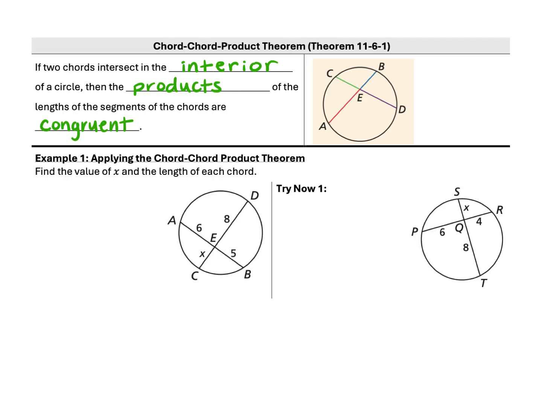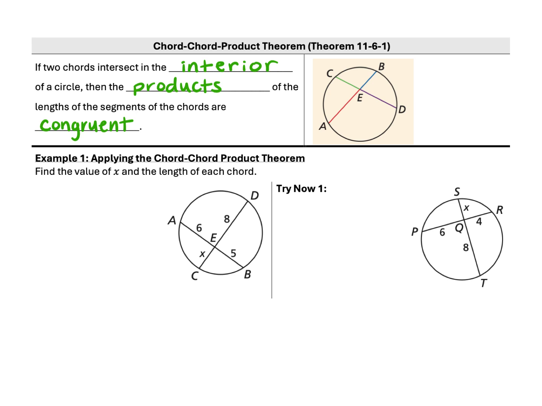There are 3 different segment relationships that we're going to be discussing in this lesson. The first is called the chord-chord product theorem, and it states that if 2 chords intersect in the interior of a circle, then the products of the lengths of the segments of the chords are congruent.